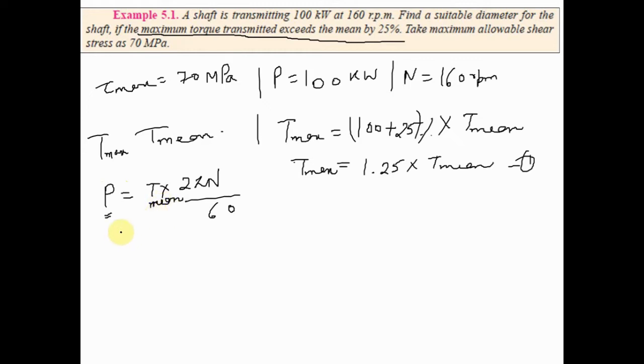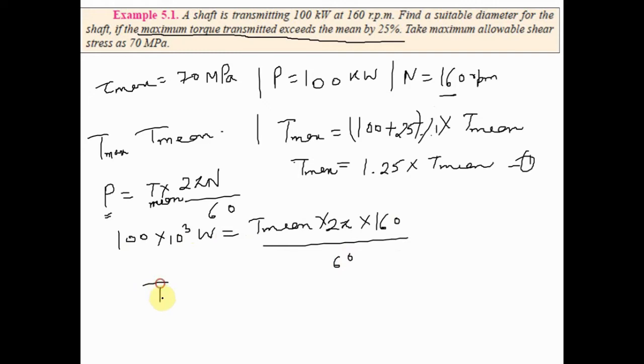So power is given as 100 kilowatts. 100 into 10 to the power 3 will become watts. It is equal to T mean times 2 pi, N is given as 160, whole upon 60. So T mean, if you solve, you will get 5966.6 Newton meters. And from equation 1 we can write T max is equal to 1.25 times of this value.